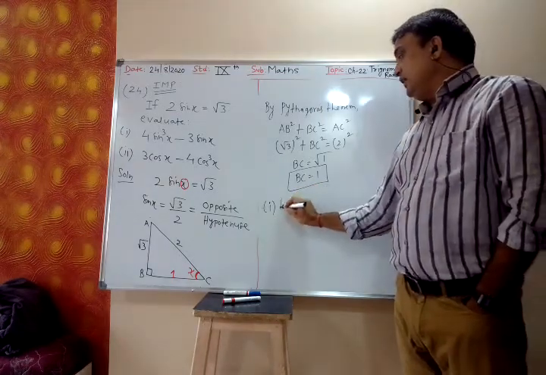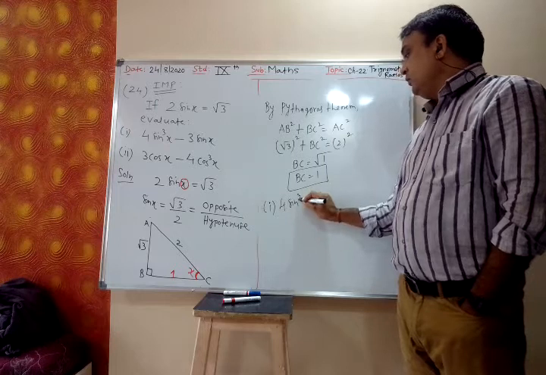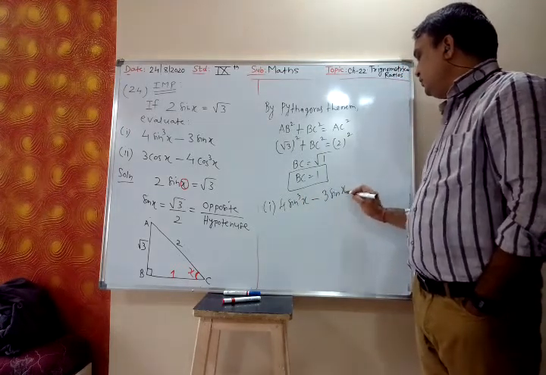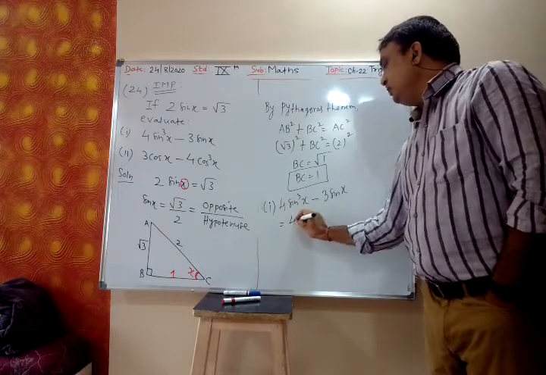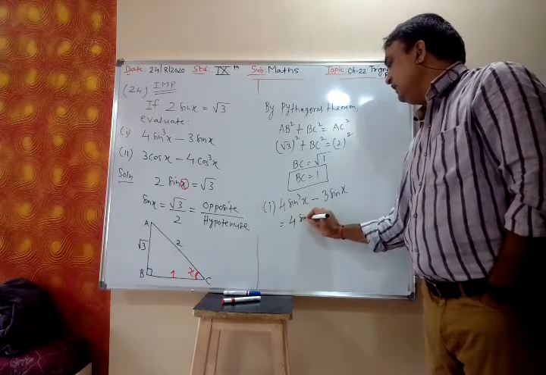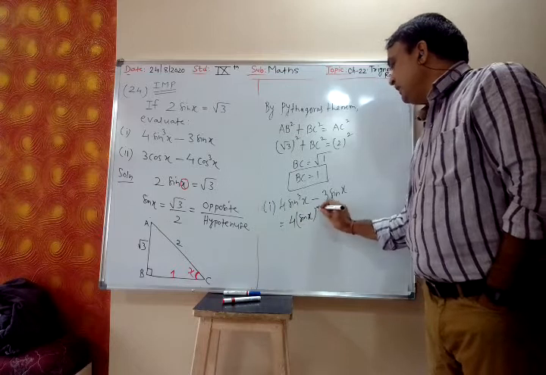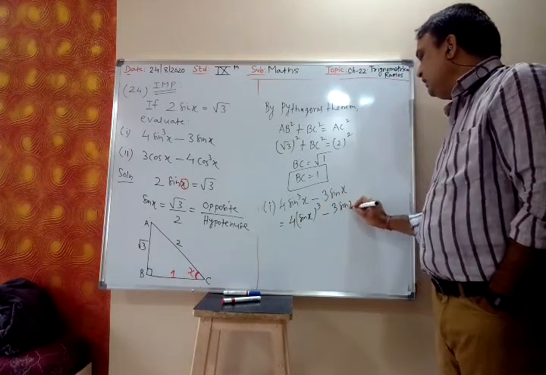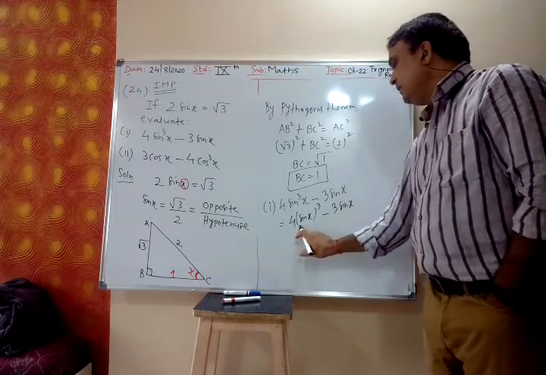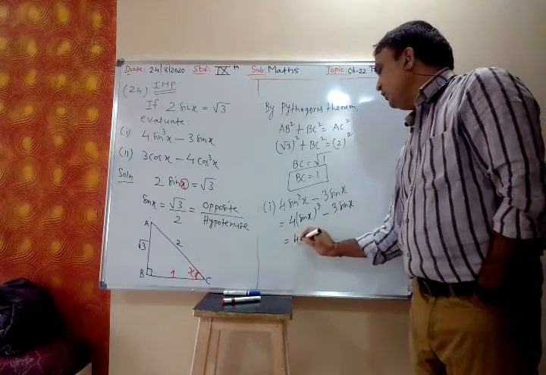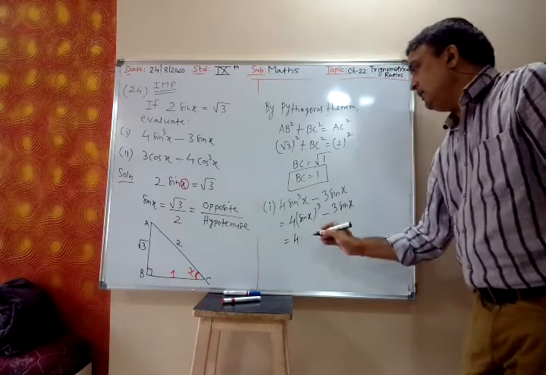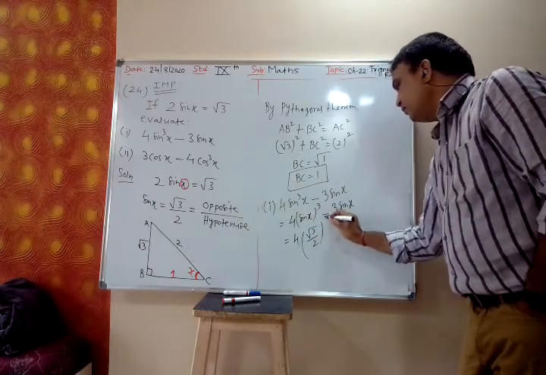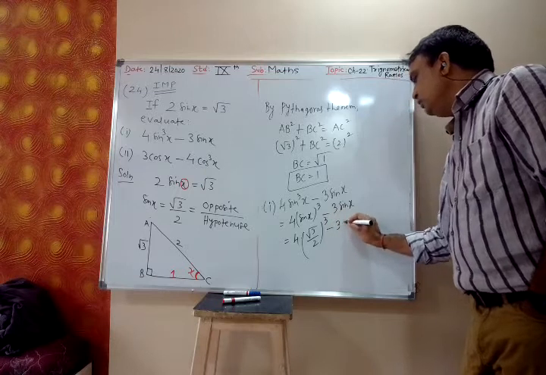So first, 4 sin cube x minus 3 sin x. Now we just substitute the value. Sin cube x is nothing but sin x whole cube. This you remember. What is sin x? Root 3 by 2. So 4 into root 3 by 2 whole cube, minus 3 into root 3 by 2.